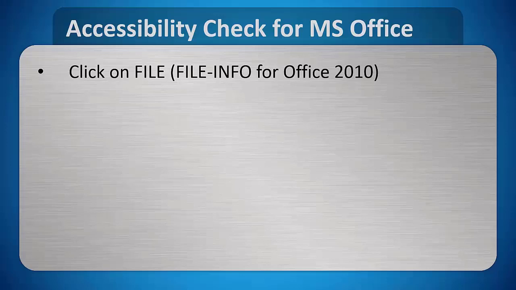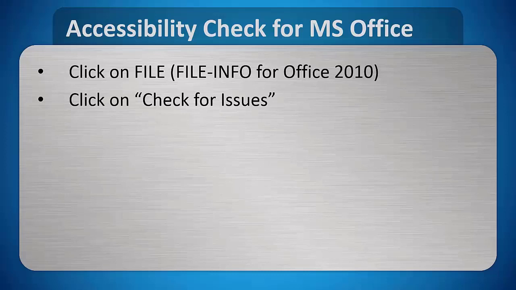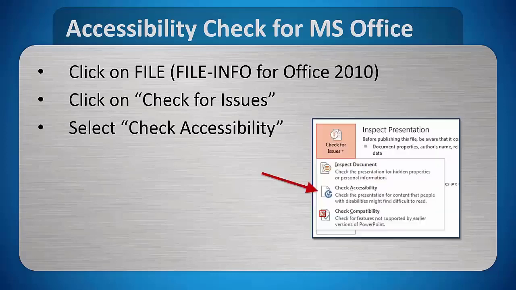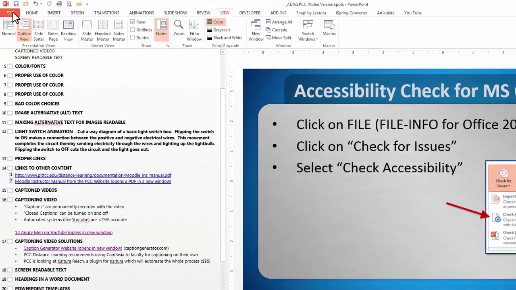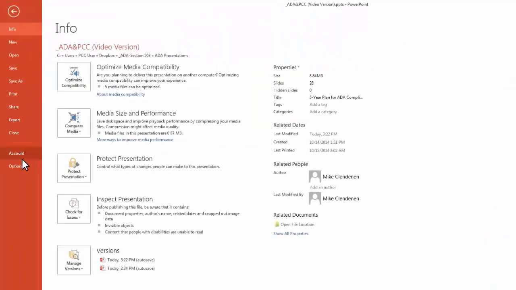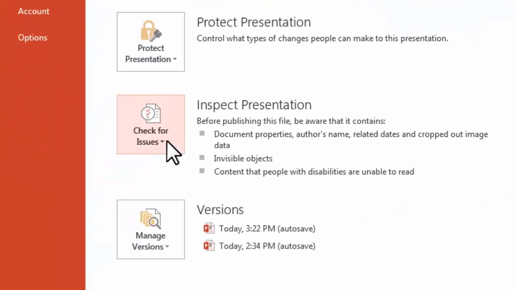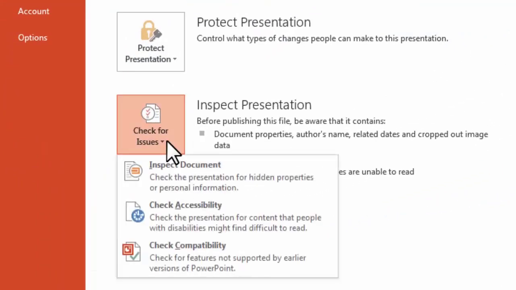To access the accessibility checker, you would click on File, or if you're using Office 2010, File Info, and then click on Check for Issues. This is what that link looks like, and I'm going to exit out of here and show you what that looks like inside of PowerPoint. So going under File, and then looking for Check for Issues, which is right on this info page, and then clicking on that button and running the Check Accessibility option.